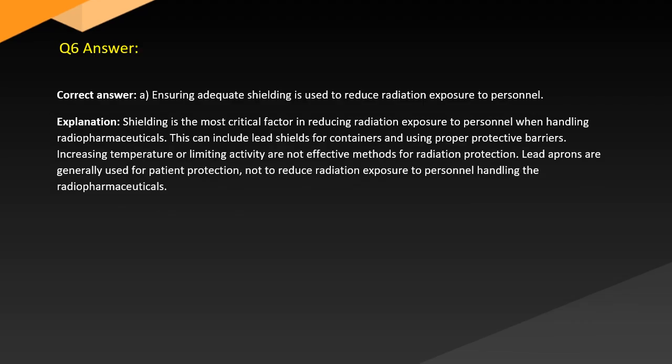Answer. Correct answer: A. Ensuring adequate shielding is used to reduce radiation exposure to personnel. Explanation. Shielding is the most critical factor in reducing radiation exposure to personnel when handling radiopharmaceuticals. This can include lead shields for containers and using proper protective barriers. Increasing temperature or limiting activity are not effective methods for radiation protection. Lead aprons are generally used for patient protection, not to reduce radiation exposure to personnel handling the radiopharmaceuticals.